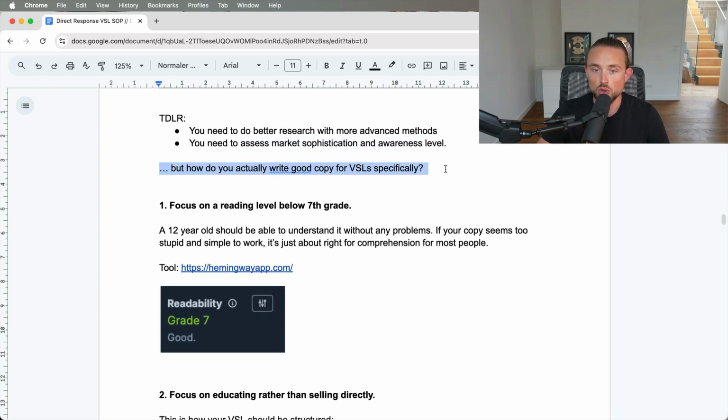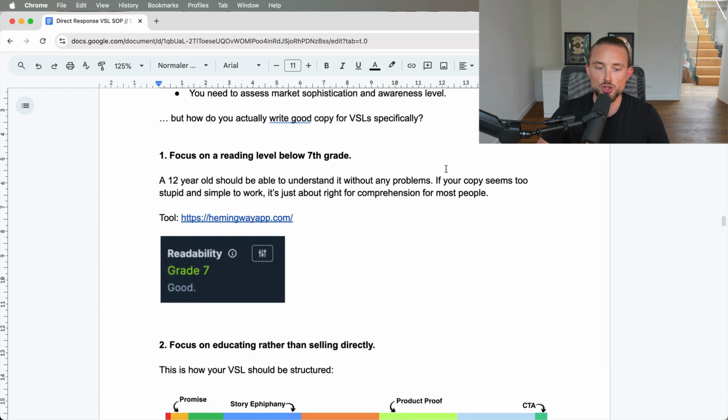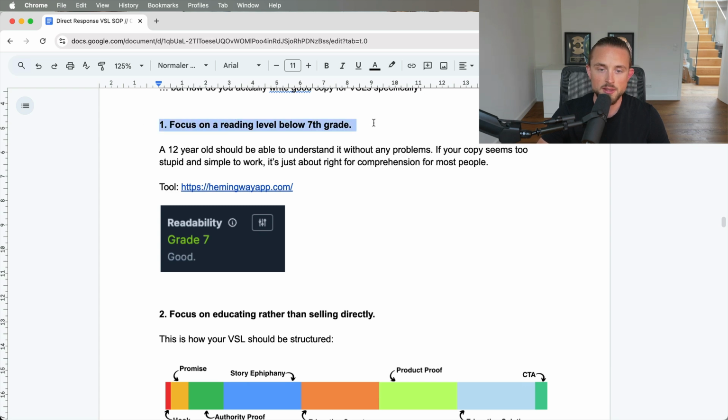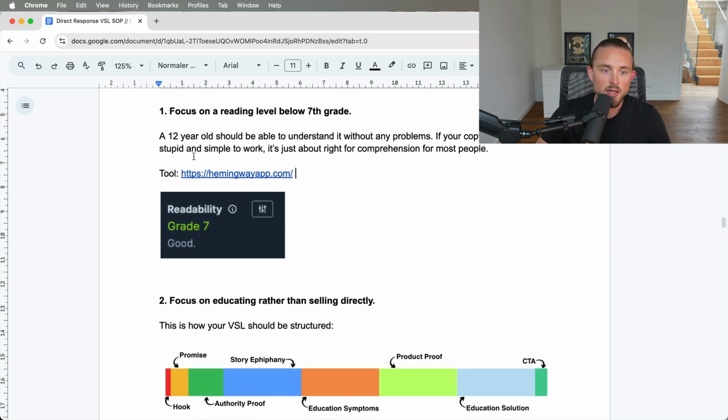So how do you write good copy for VSL specifically, there's two things. First, and this is a tool that a good friend of mine, Toby Allen, gave me. Shout out if you see this video. A 2-year-old should be able to understand it without any problems, right? So you want to focus on a readability level below the 7th grade, right? So if your copy seems too stupid and simple to work, it's just about right for comprehension for most people.